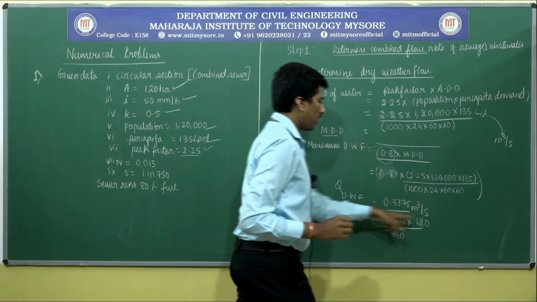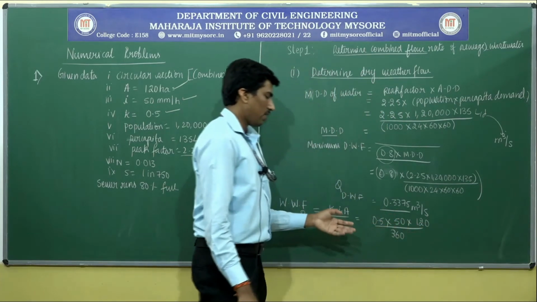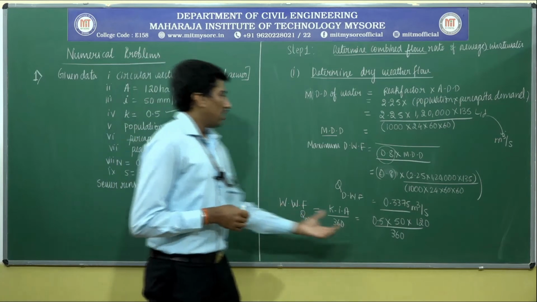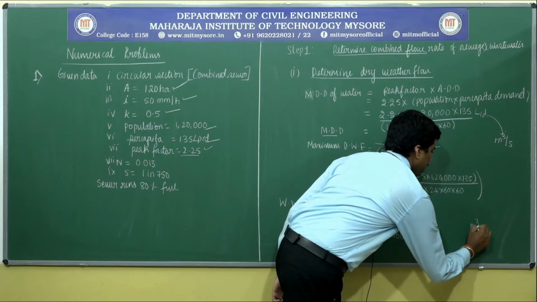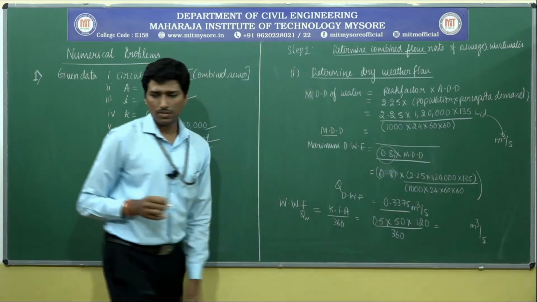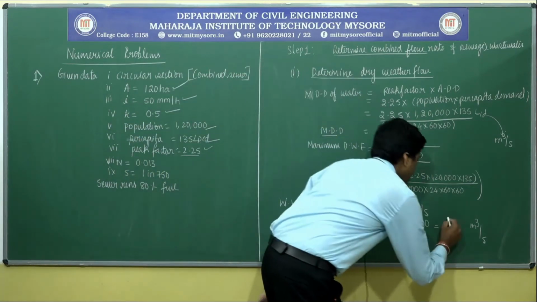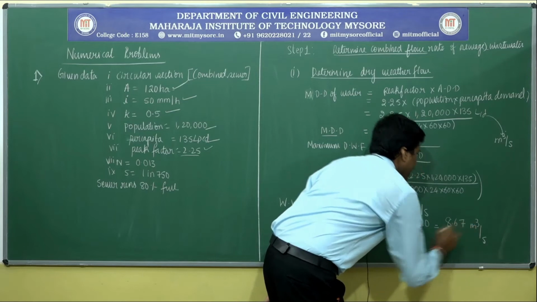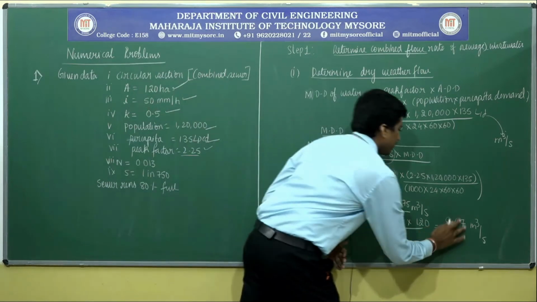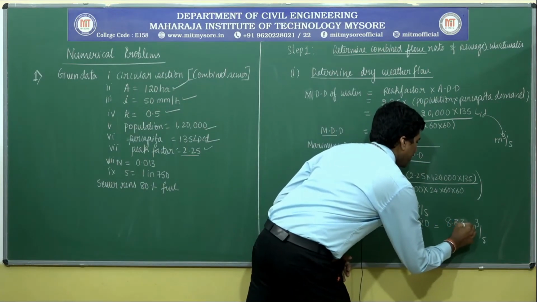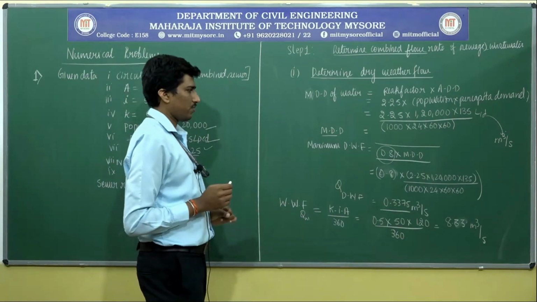The mm per hour, as well as the hectares, when converted, give that particular factor in meter cube per second. This wet weather flow tends to give you 8.67, sorry, 8.33 meter cube per second. This is the wet weather flow rate.